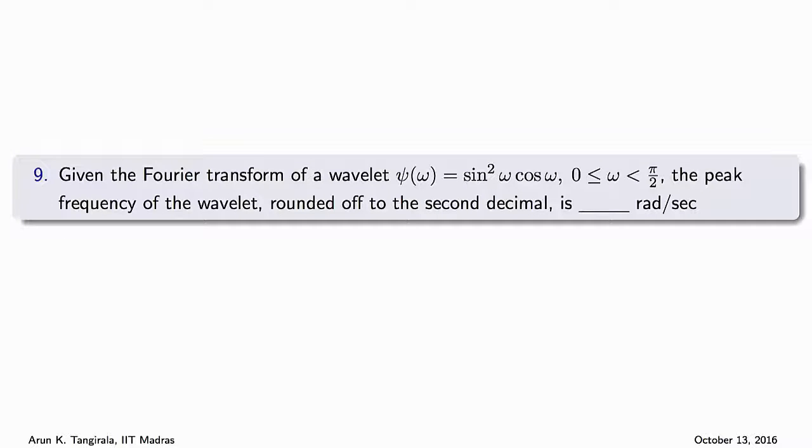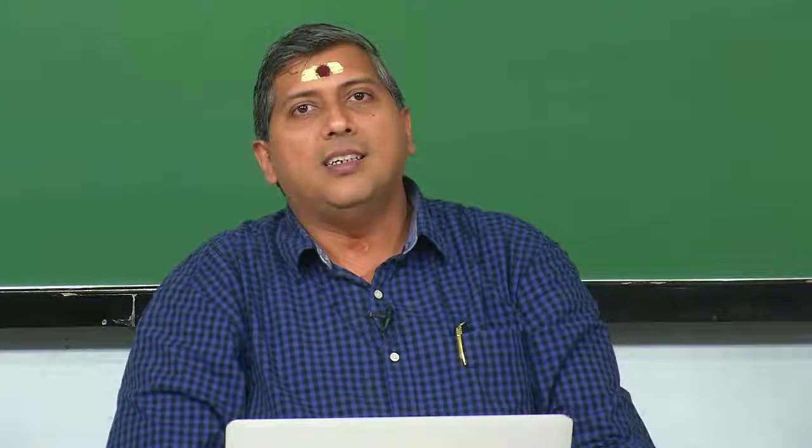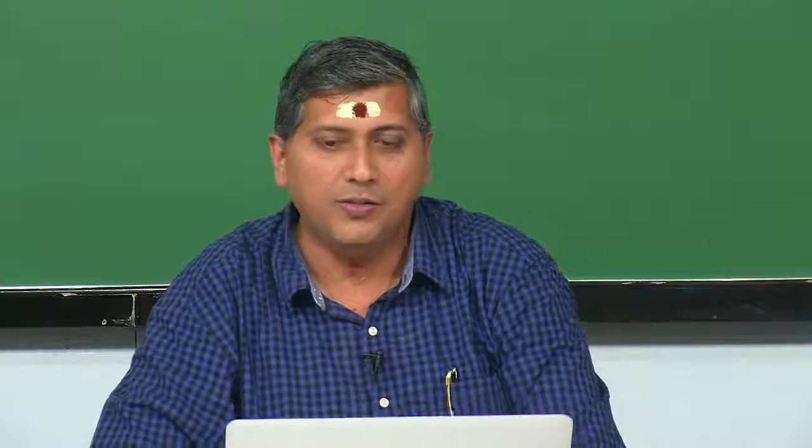Very good. So, now the next question takes us further into the world of wavelets, and we are given the Fourier transform of a wavelet as sine square omega times cosine omega. I do not know what kind of wavelet this corresponds to in time, maybe you can figure out. But right now the question has given us the Fourier transform of this wavelet, and it is defined over the interval 0 to pi by 2. So, you should indeed check that this is a wavelet. Remember, one of the qualifying properties of a wavelet is that its Fourier transform at 0 frequency should be 0, and indeed it is.